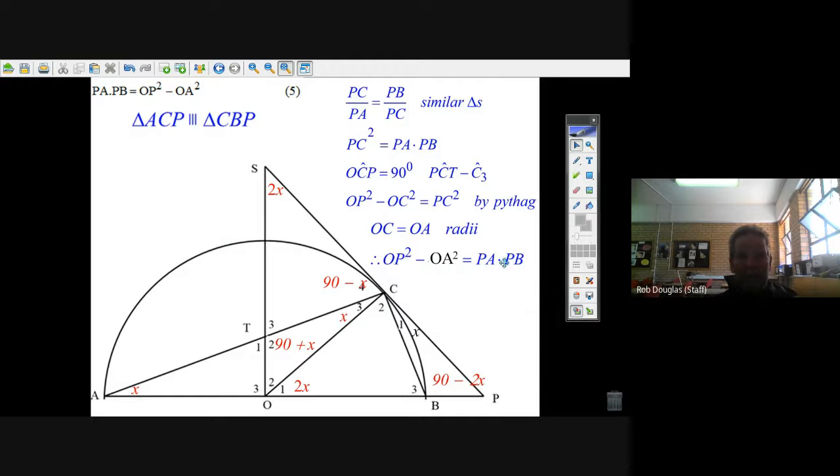Ooh, that was a little bit tricky. I had to use similarity to get proportion, and then I had to cross multiply to get a square thing happening. Then I had to look for a right angled triangle because it must be Pythagoras. That was a little tricky. That's the last question. Okay.